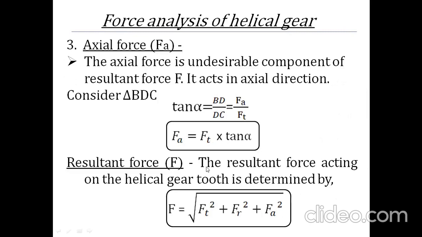Now the resultant force F. As you learned in first year engineering mechanics, the resultant force acting on the helical gear is determined by the square root of the sum of squares of three mutually perpendicular forces. So the resultant force F will become the square root of Ft squared plus Fr squared plus Fa squared. These three forces are mutually perpendicular to each other. These three forces act on the gear tooth profile, and you can solve the numericals by using these formulas.